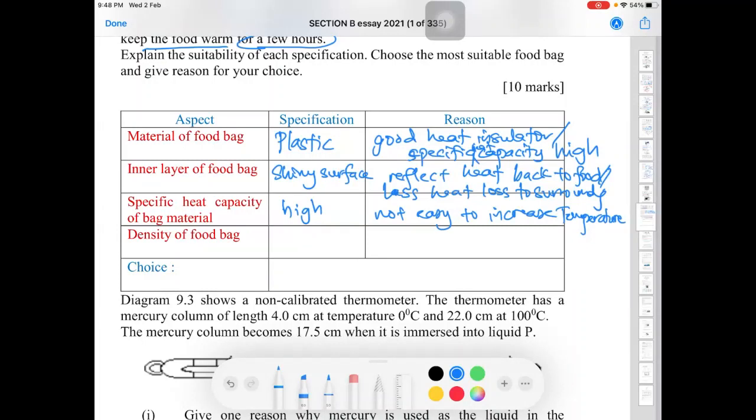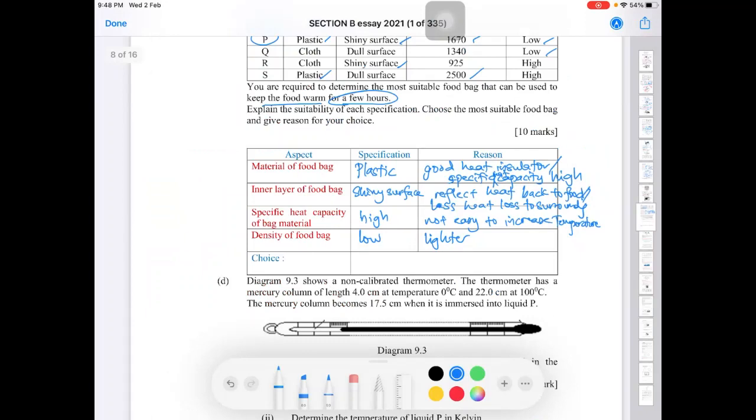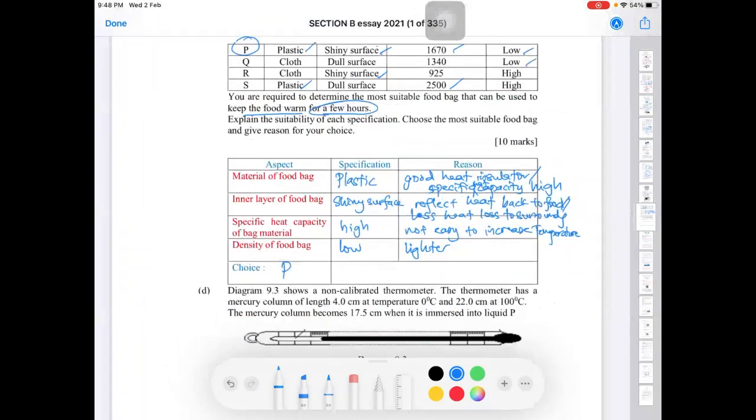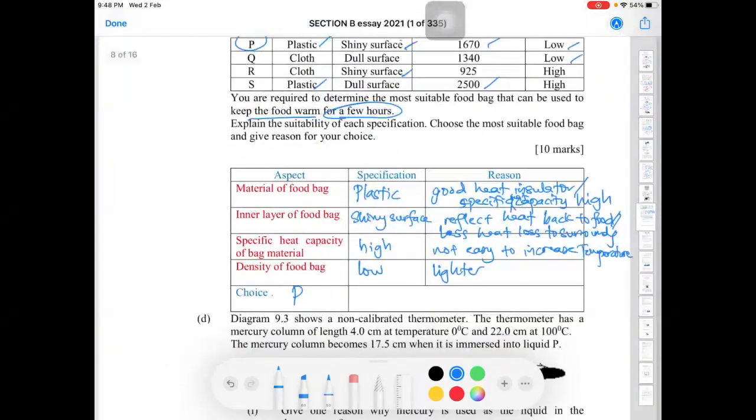Alright, density of the food bag is low. So lighter. Senang je, lighter. Tulis lighter dapat markah. So your choice of ni is P. So P, tengok dekat P, plastic dull surface, adakah dia yang paling tinggi? The specific capacity? Yes, the highest. Jadi you tulislah balik plastic, shiny surface, and then high specific heat capacity and low density. Okay.